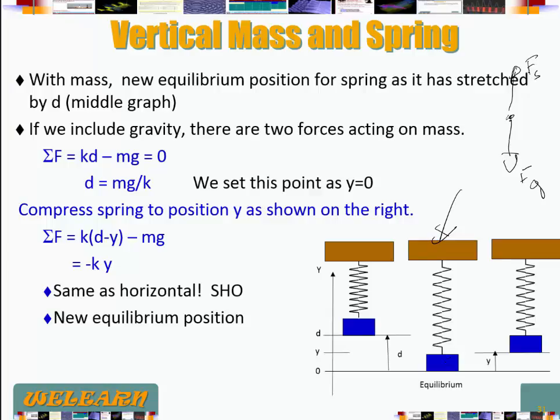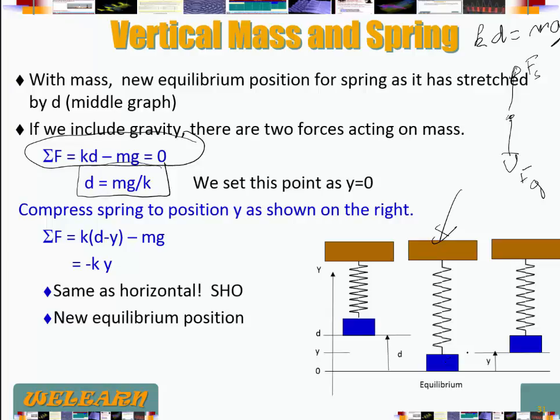The magnitude of the spring force is kd, and it's pointing in the upward direction. We have equilibrium, so kd in this case is equal to mg. Sum of all forces is equal to 0. We have equilibrium. So kd is equal to mg, and we can solve for d. d is equal to mg over k. So actually, this is a way to find the spring constant. We measure d and solve for k.